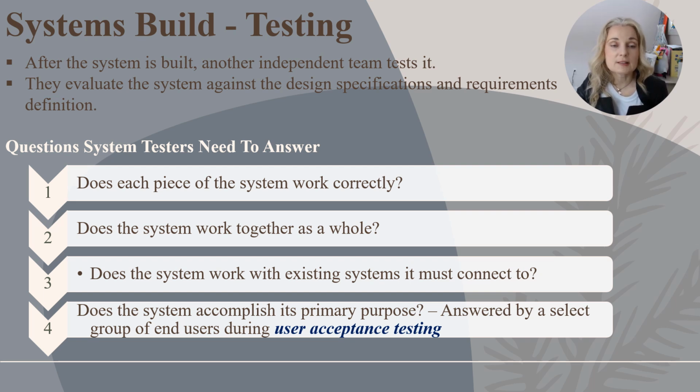And questions system testers need to answer are: does each piece of the system work correctly? Does the system work together as a whole? Does the system work with existing systems that it must connect to? Does the system accomplish its primary purpose? And this is answered by a select group of end users during user acceptance testing. User acceptance testing basically has a group of end users try the program to see if it works the way they want it to.